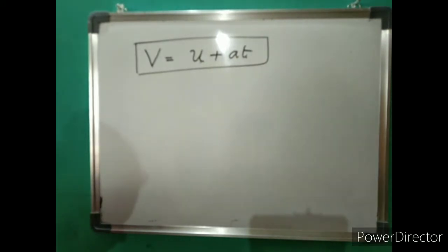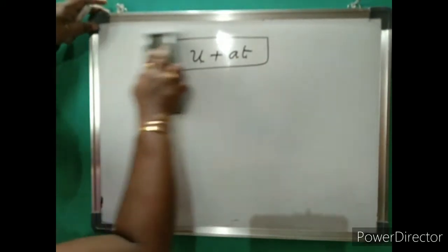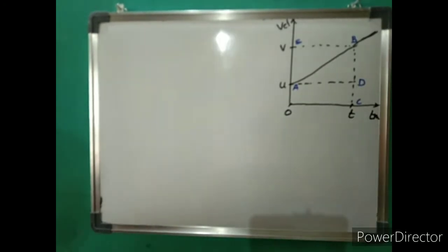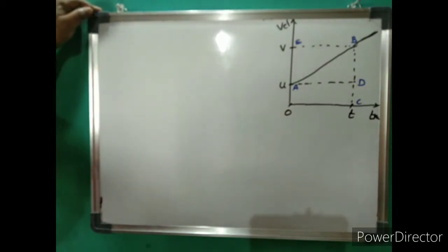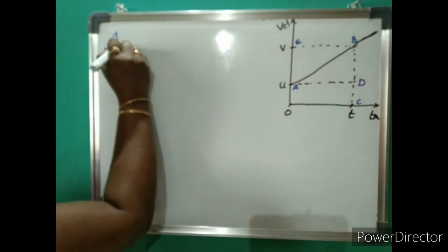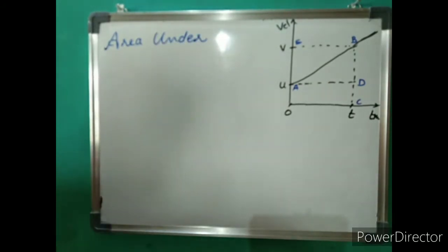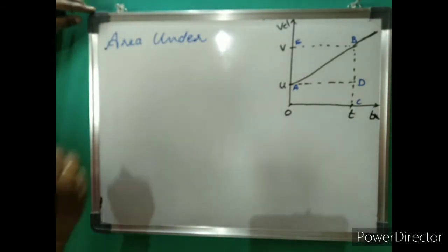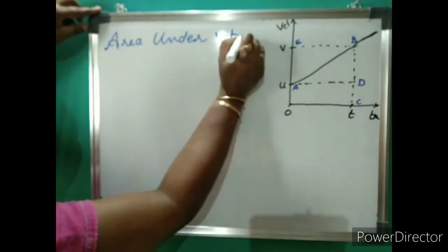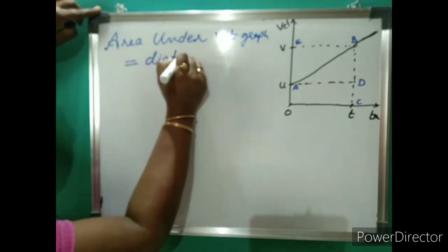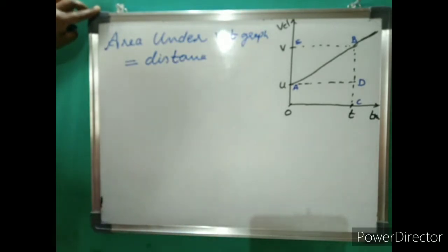Second relation is the position time relation. To find the position time relation, we are going to find the area under the velocity time graph. What is the area under the velocity time graph? The area under the velocity time graph gives the displacement or distance traveled by the object.